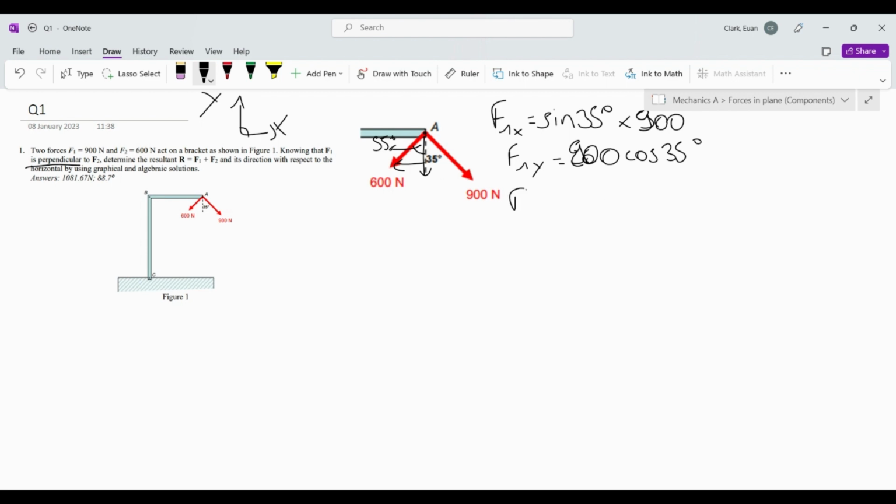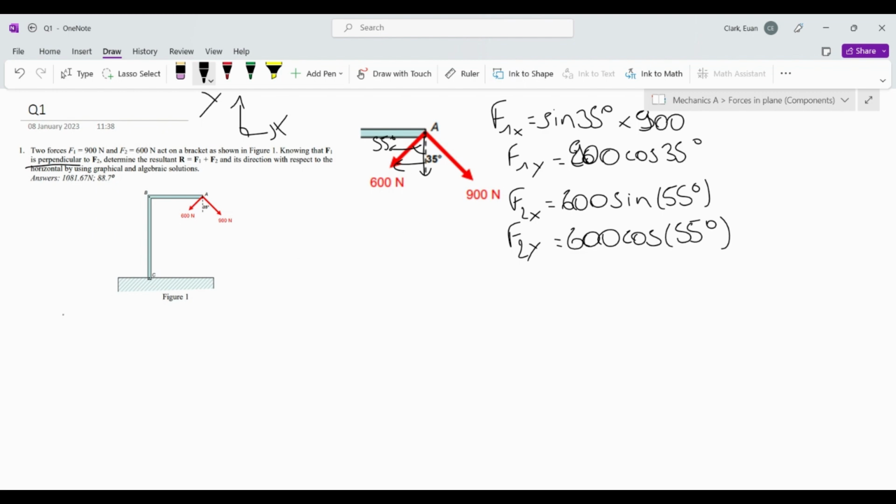Now the exact same thing we're going to do. F2x is equal to 600 sine 55 degrees, and F2y is equal to 600 cosine 55 degrees. Fantastic. Now that we have all four components, we are going to add the components in the same direction.